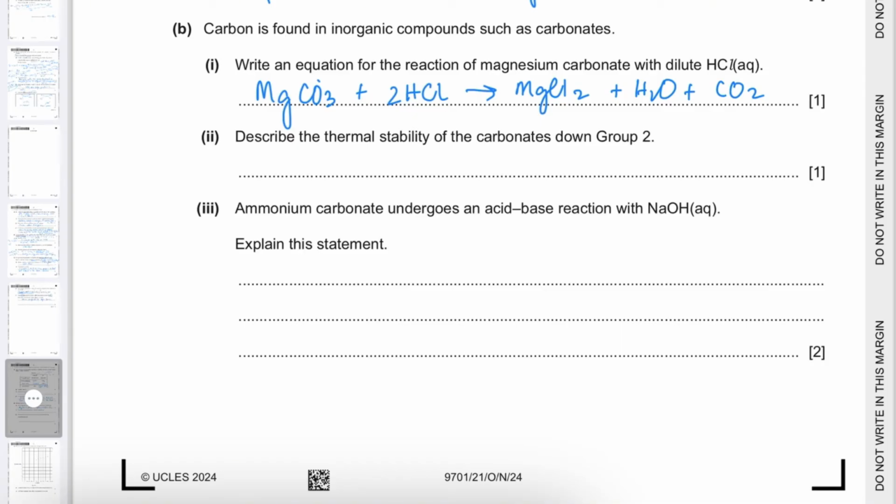Describe the thermal stability of carbonates down the group. This is a fact you need to memorize as well. It increases down the group.